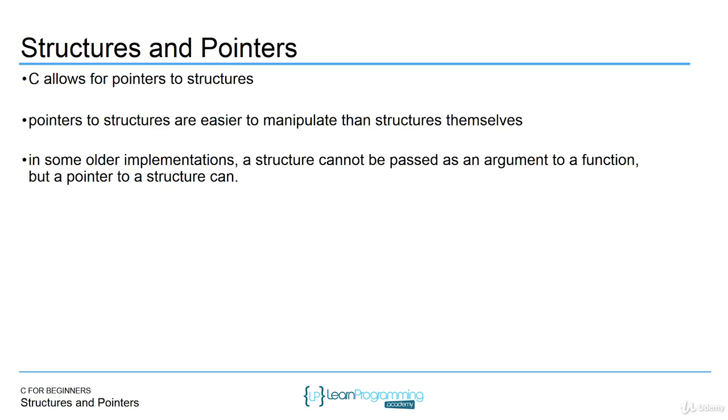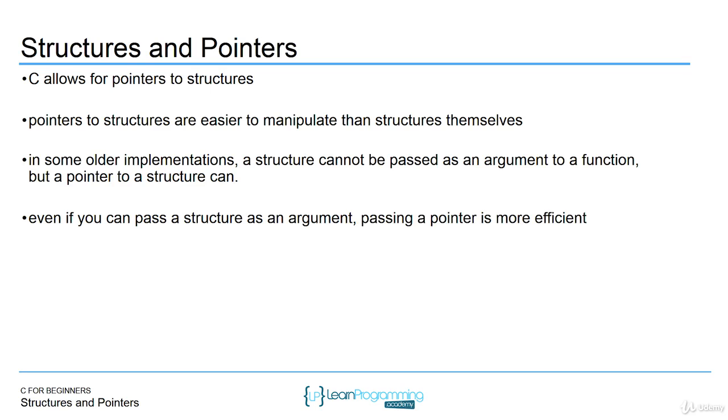In some older implementations of the C language, a structure cannot be passed as an argument to a function, but we know that a pointer can. So this is another reason why you want to have a structure be a pointer when you declare it, because then you can pass it around in older versions of C. You can pass it as an argument to a function.